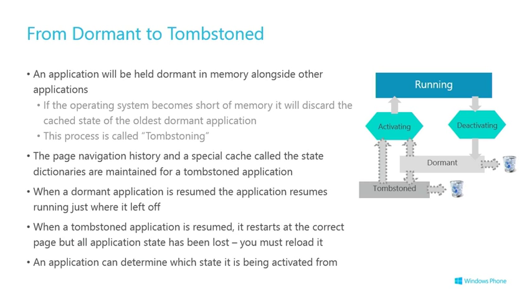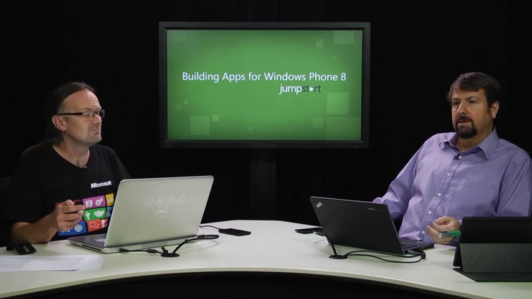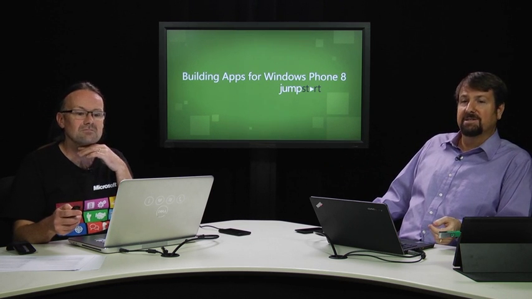So a tombstoned application can still be resumed because the OS saves the page navigation, saves what pages have been visited in that app. And also, there is a special cache, which we'll talk about in a minute, which are some state dictionaries where you can store some data. And it can be resumed from that, and it will restart at the correct page. But all this memory, all these objects that were in memory, gets thrown away because that all gets discarded. So your old app could go from a cache hit to a cache miss.